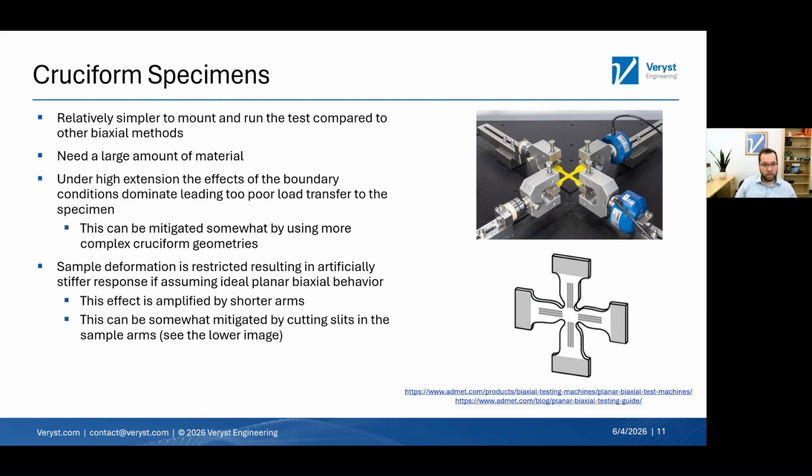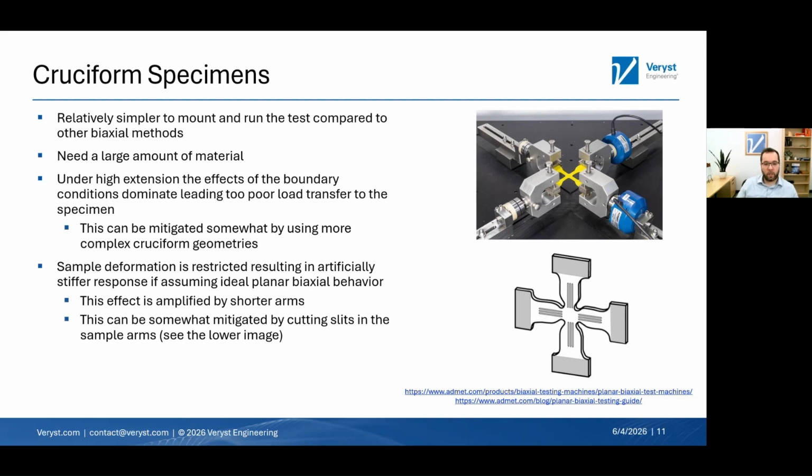So for cruciform specimens, these are relatively simple to mount and run compared to other biaxial methods, particularly if this is quite a stiff sample. You can mount this pretty easily, all things considered, because it will hold in place quite nicely. If it's quite a compliant elastomer, it's going to get a little bit more difficult, but it's certainly still easier than many of the other biaxial methods. You do need a large amount of material in order to cut this into your required geometry.